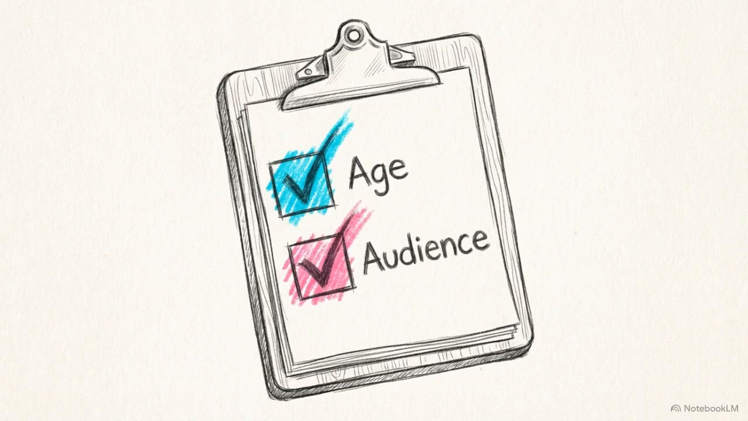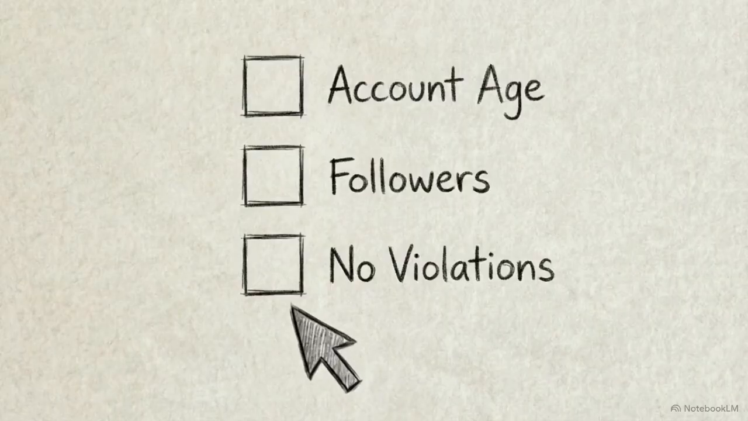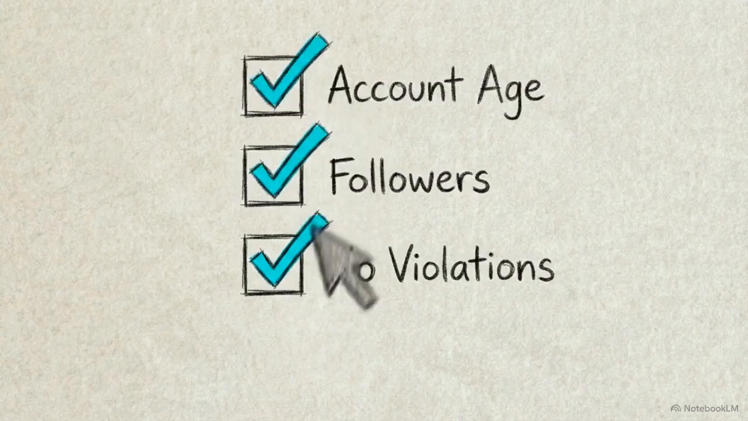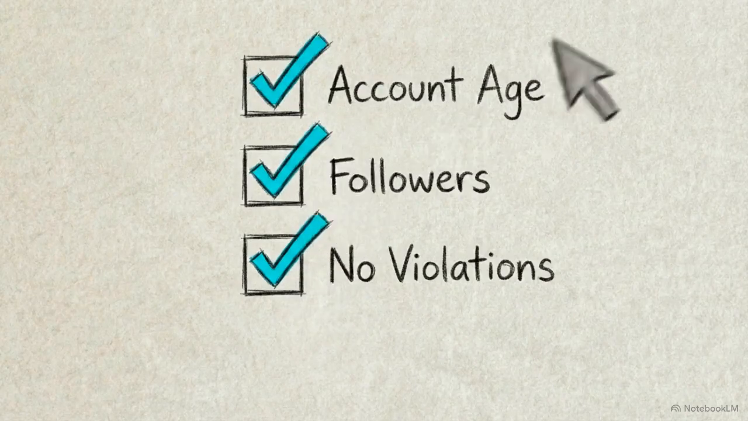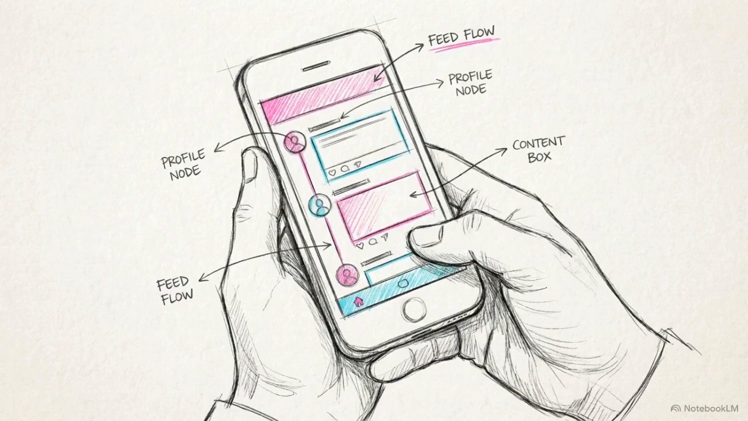Even with the right age and audience size, your access remains contingent on strictly following the platform's community guidelines and terms of service. These metrics act as automated filters to verify a creator has a reliable track record before they are handed a real-time microphone. Now that we have mapped out the requirements, grab your phone. It is time to check your actual interface.